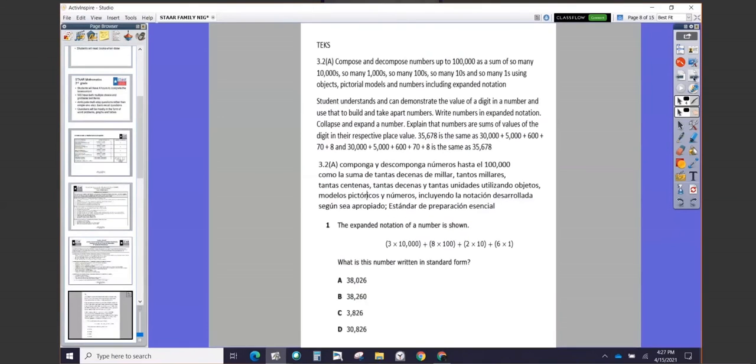This is an example of one of the questions from one of the release STAARs. So at the top, you can see this is the TEKS 3.2A, composing and decomposing numbers. So as third grade, expanded notation is the first year that they will see it. And then the question asks for them to write it in standard form. So they do know standard form from previous years, but it's just added in expanded notation.